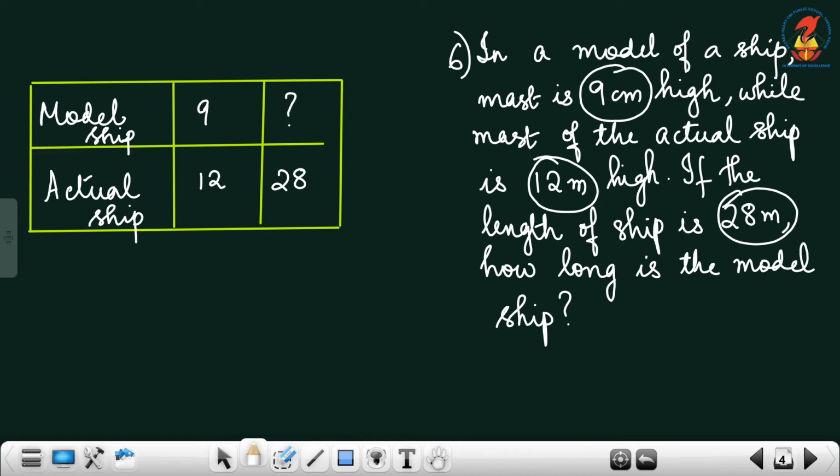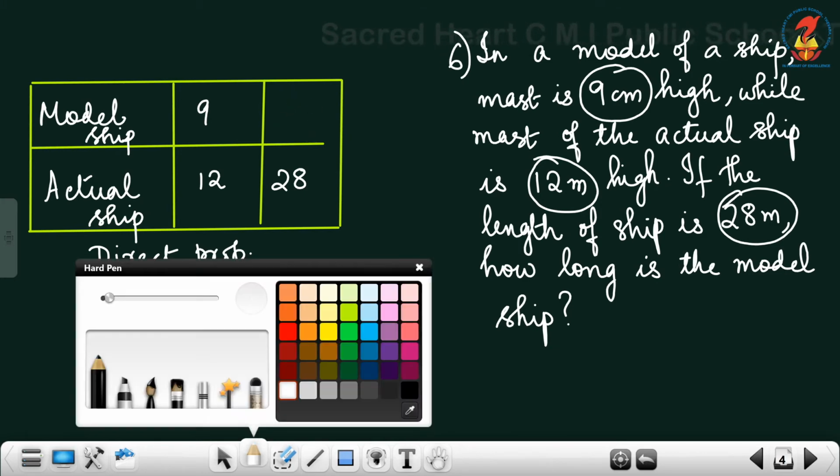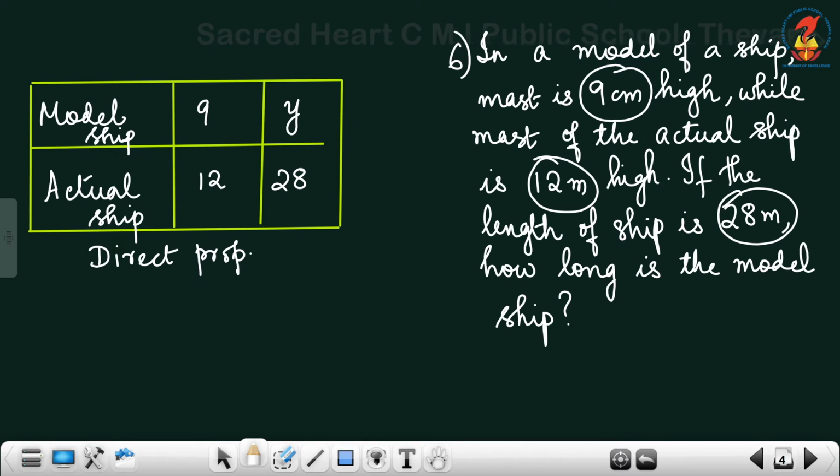As the mast increases, the length also increases. So, which type of proportion? It is a direct proportion. Then, for the unknown value, you can write any variable, x or y or anything. Whatever you are writing, you should mention it. Let y be the length of the model ship. Then, we know that in a direct proportion, the ratios will be constant. So, 9 by 12 is equal to y by 28.